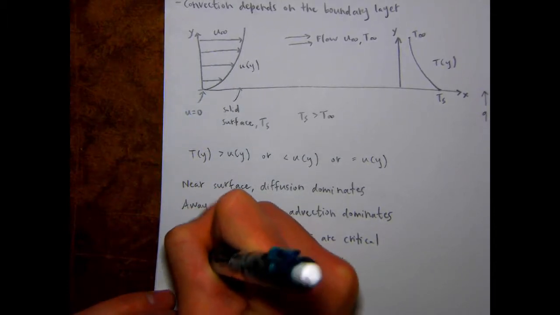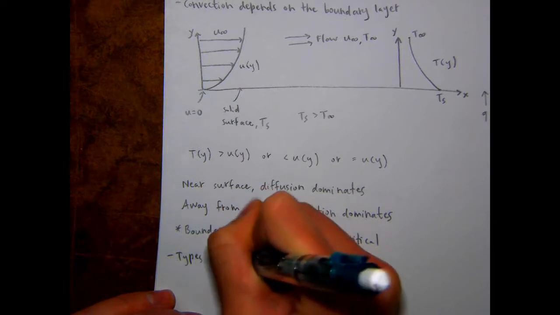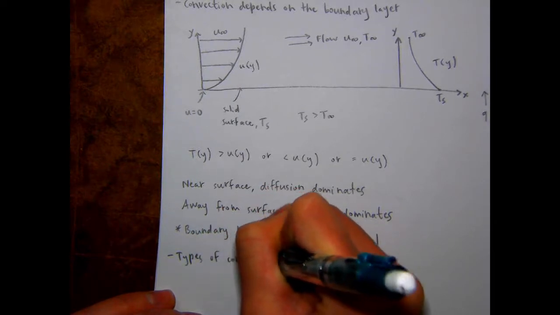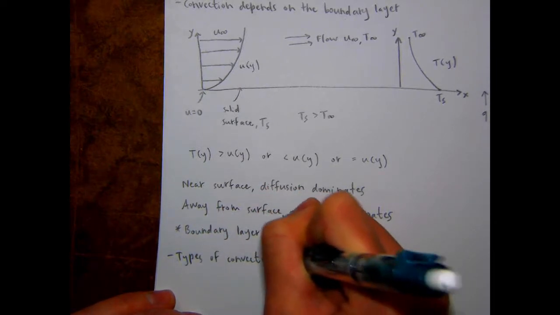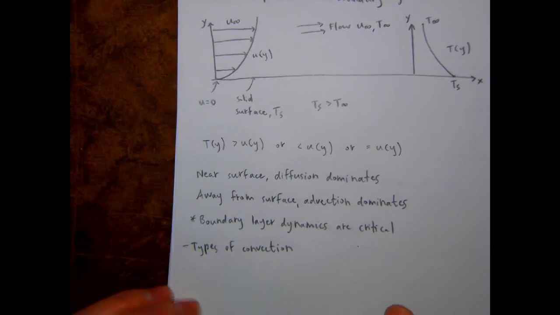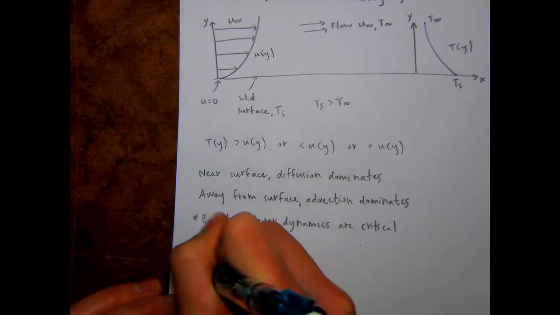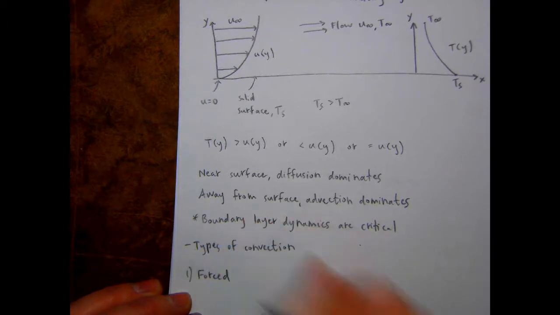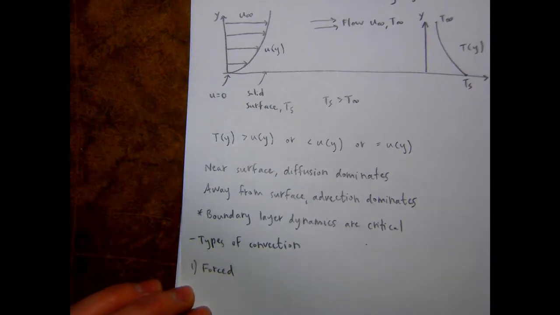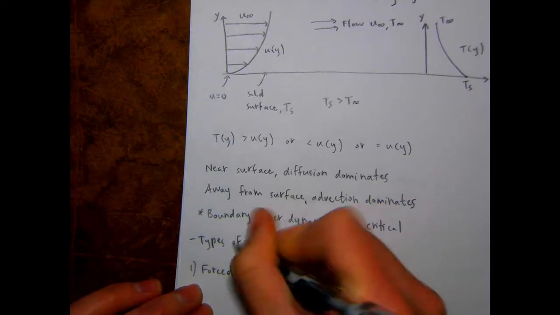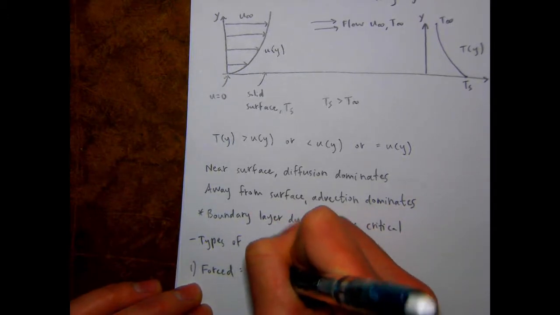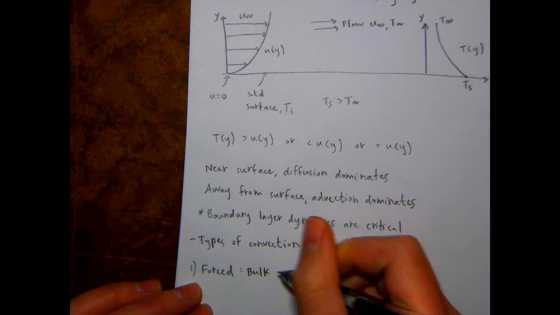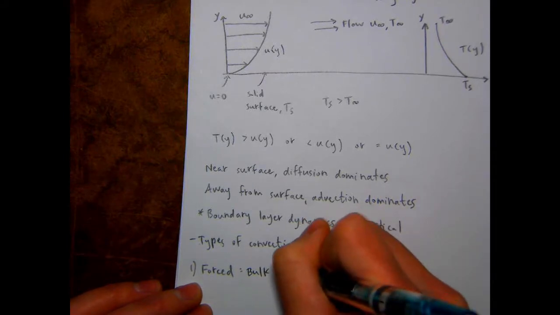There are two main types of convection. The most common type that you might think of is forced convection. That occurs when your bulk flow is caused by some external means.